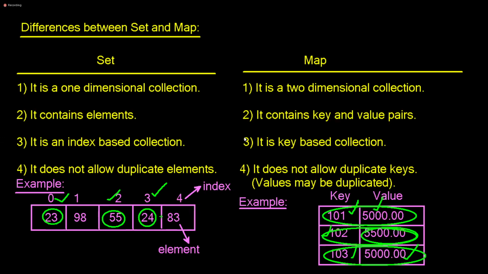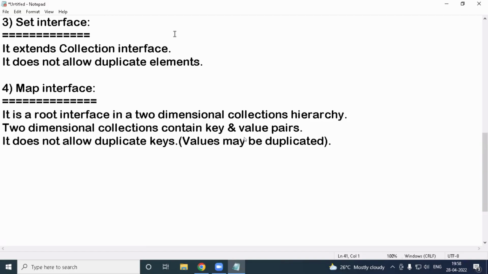If duplicates are required, we have to go for a list. If duplicates are not required, we have to go for a set. And if you want to maintain key value pairs, a map. Depending upon our application requirement, whether to record in a list, set or map, we have to select. Okay. This is about key value pairs.